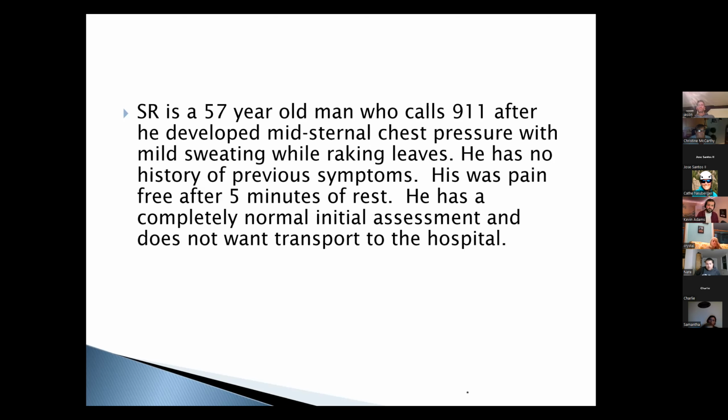However, if he says absolutely not, no way, I'm going to sign your paper, I'll check in with my PCP tomorrow, we should try to get him to go to the hospital. But if he's conscious, alert, oriented times 3, we can't make him go. I would recommend that he goes though.